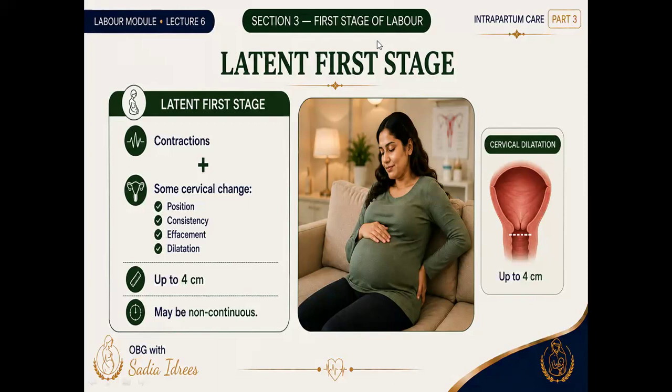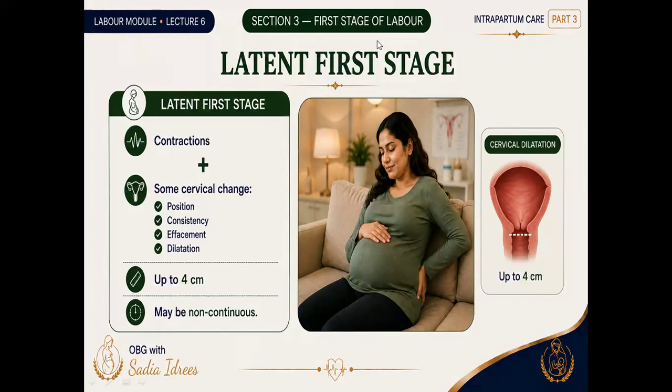According to NICE, the latent first stage is a period when the woman is having contractions and there is some cervical change. That cervical change will involve the position, the consistency, the effacement, and dilatation of the cervix. But the important number here is 4 centimeters. During the latent first stage, cervical dilatation is up to 4 centimeters.